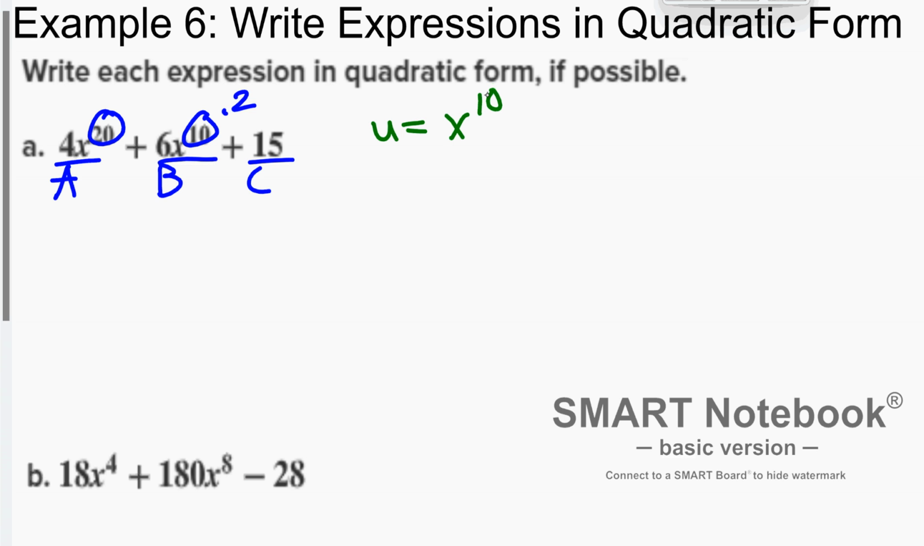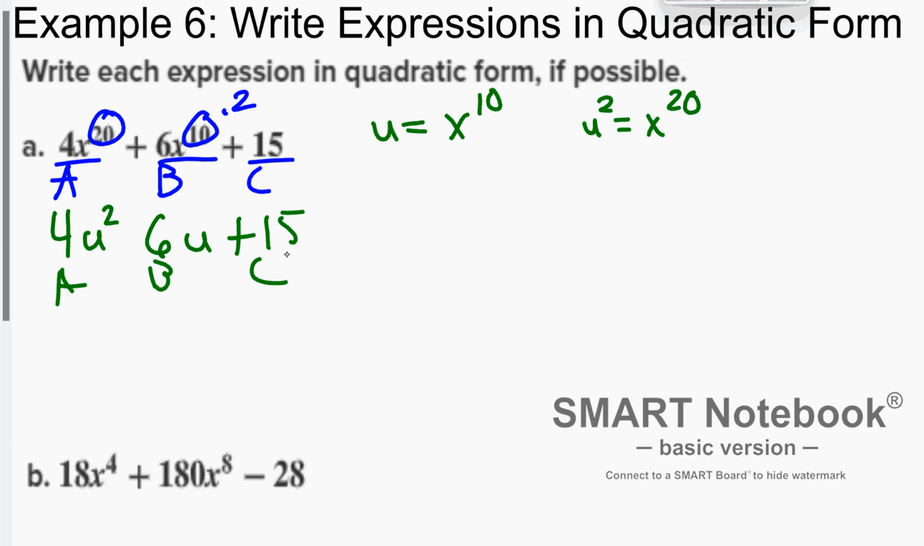Okay, so then I could rewrite this as 6u plus 15, and then that means that the x to the 20 would be u squared, because if I times that 2 by 10, u squared would be x to the 20th, right? Because 2 times 10 is 20. And then you could do quadratic formula this way. This is your a, this is your b, this is your c, and you can go about that, right? So that's the way the book wants you to do it.